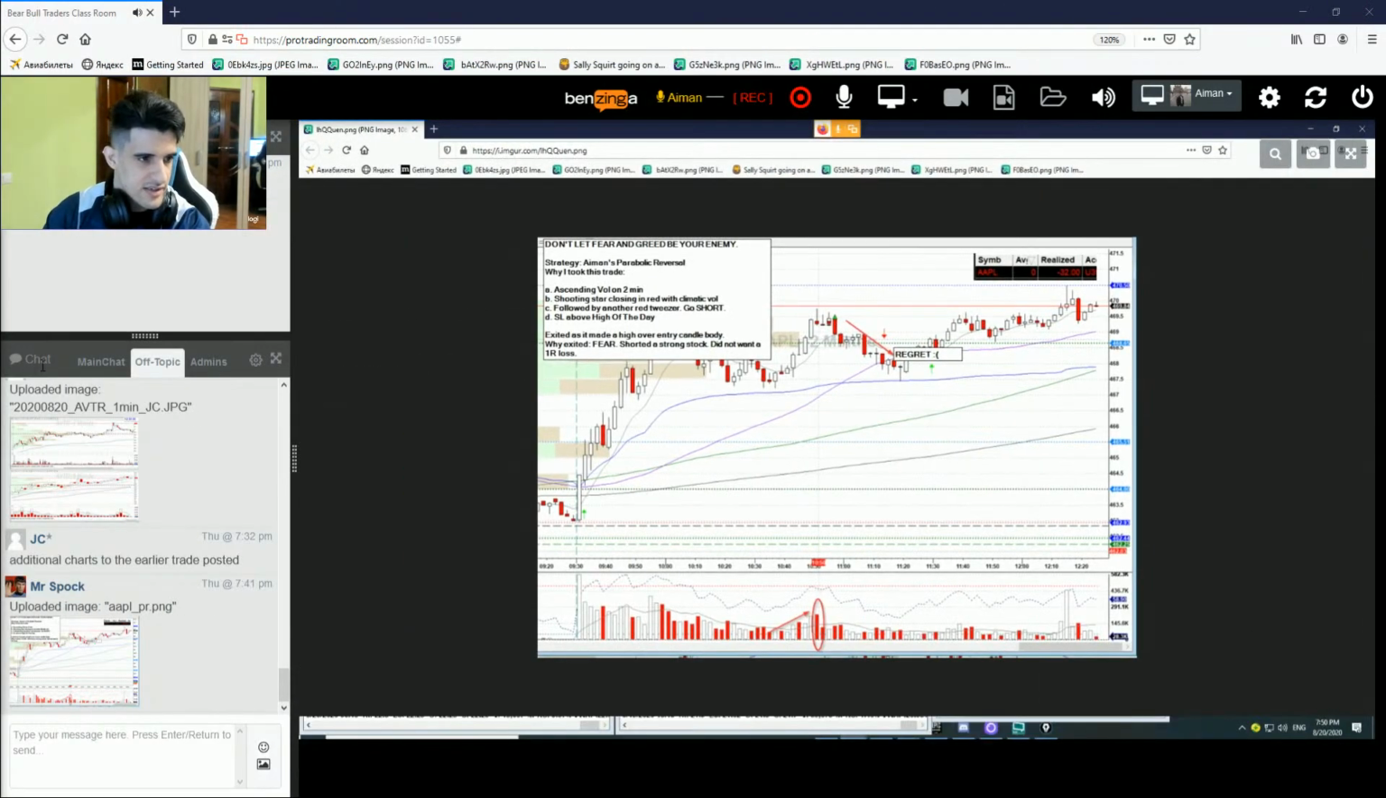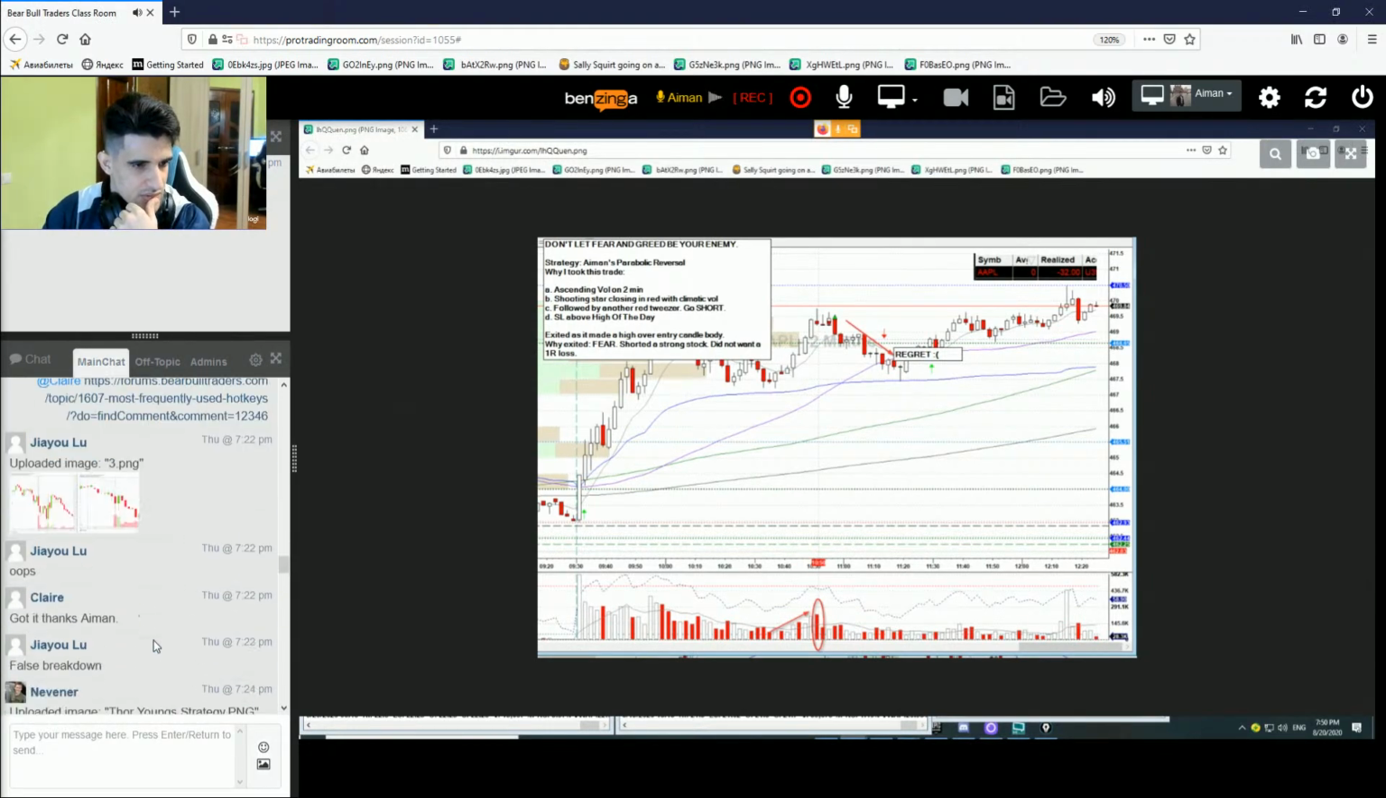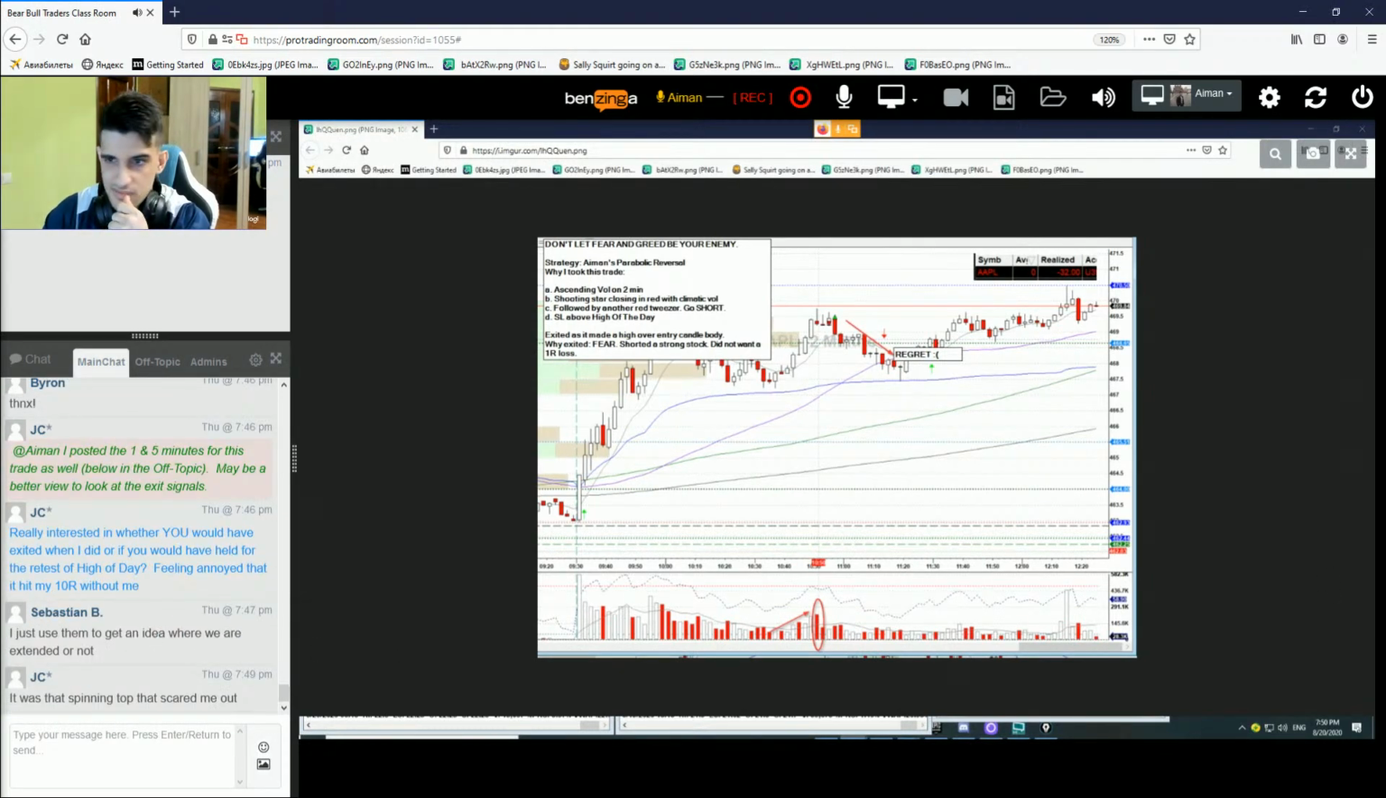So Mr. Spock, let's see what you did there. Don't let fear and greed be your enemy. Oh, that's sad actually. Did it hit your stop loss, or you just exited?